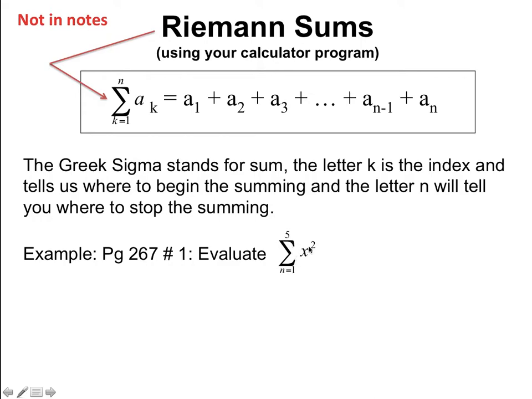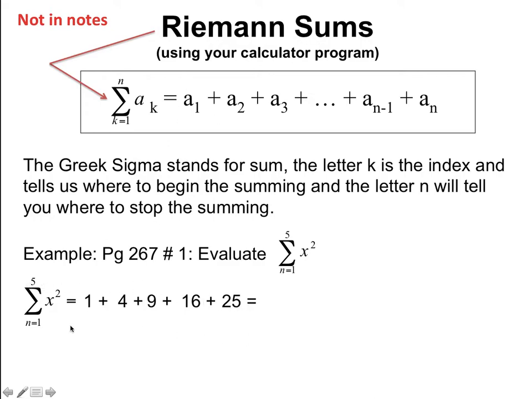And each time we plug it in, we're going to square it. And then we're going to take all those values and add them together. So the sum looks like this. When I plug in 1, I square it, I get 1. When I plug in 2, I square it, and I get 4. When I plug in 3, I square it, and I get 9. When I plug in 4, I square it, and get 16. And when I plug in my final value, 5, I square it, and I get 25.